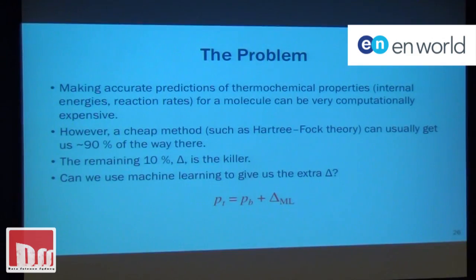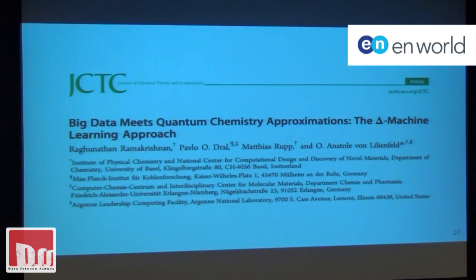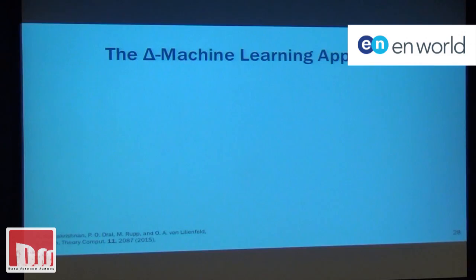Can we take some property that we want to calculate, and express that in terms of the property calculated with the cheap theory plus some machine learning correction? This part is just from this paper: Big Data Meets Quantum Chemistry Approximations, the Delta Machine Learning Approach.